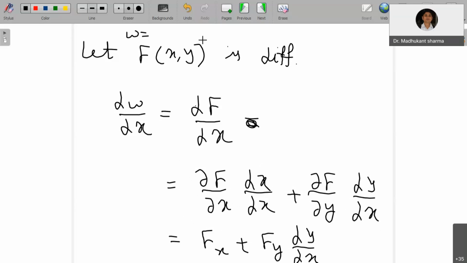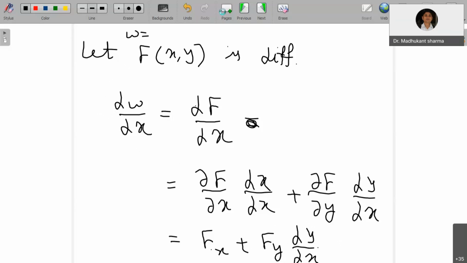So if you choose f of x, y equals 0, then dw by dx is also 0. Derivative, rate of change, is 0. So that will give you this. You can simplify that, put it equal to 0. That will simplify to dy by dx equals minus fx by fy, provided fy, this dou f by dou y, should not be 0.